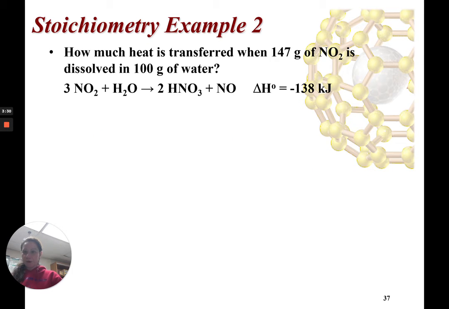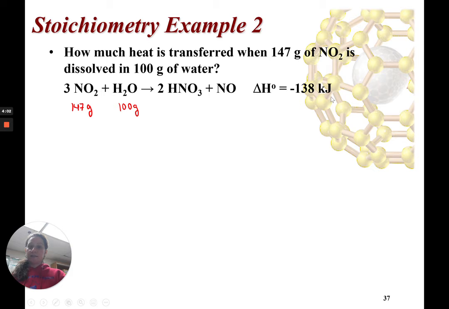Let's look at the next one. It says how much heat is transferred when 147 grams of NO2 is dissolved in 100 grams of water. And they give us the chemical equation, it's already balanced, and they give us a delta H. And it looks like this one's also exothermic. So what are they asking for? Well, they're telling us that we have 147 grams of NO2 and 100 grams of water, and they're asking how much heat is transferred. So again, they're asking for delta H.